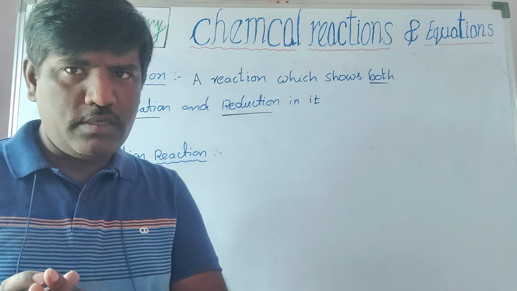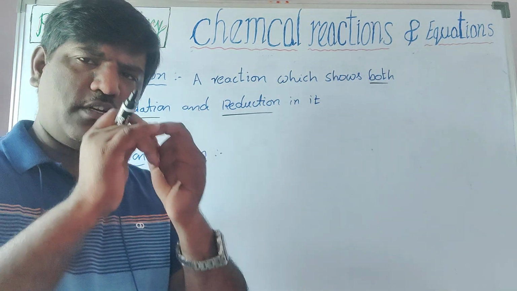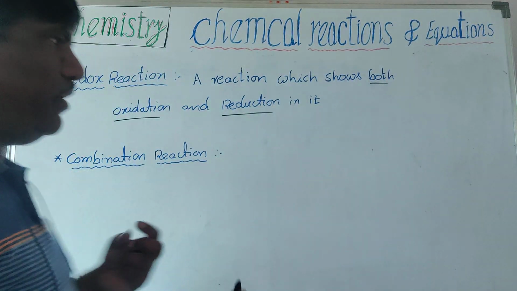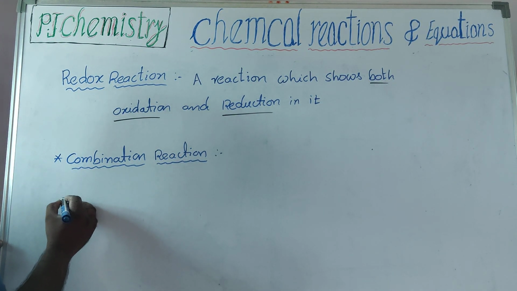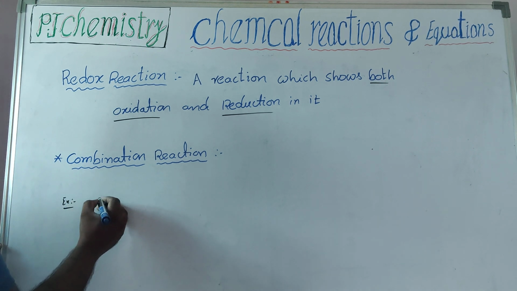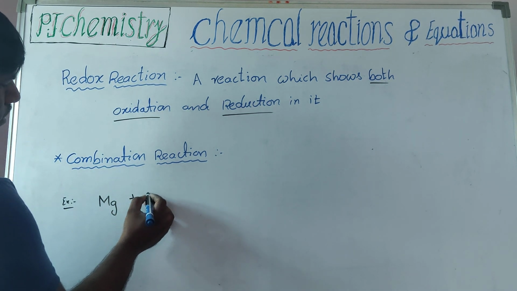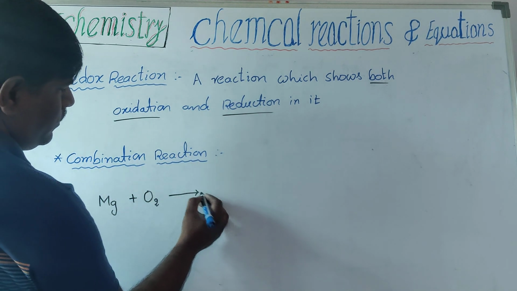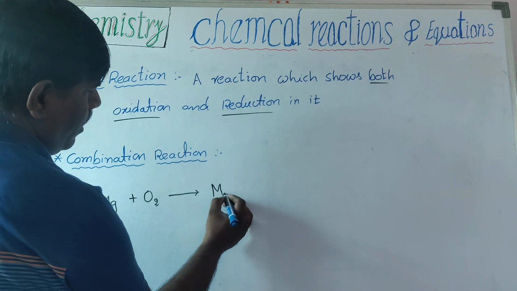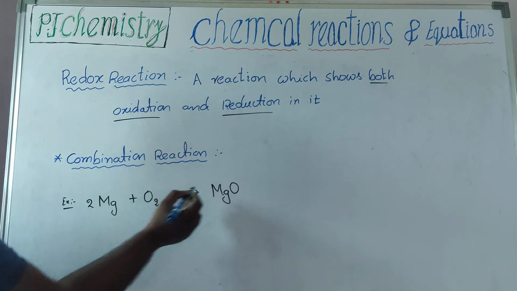Reactant side elements, product side compound, that means it is 100% a redox reaction. Fix it in your mind. Okay, see here, examples. Magnesium plus oxygen gives rise to magnesium oxide. Balance this.